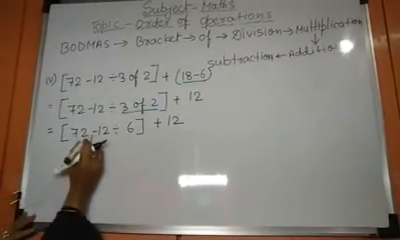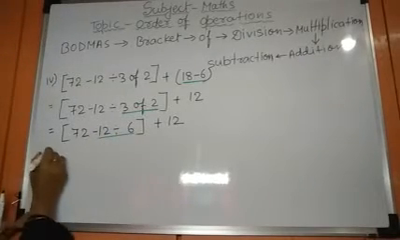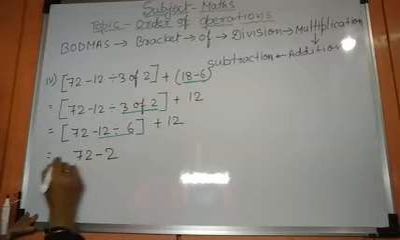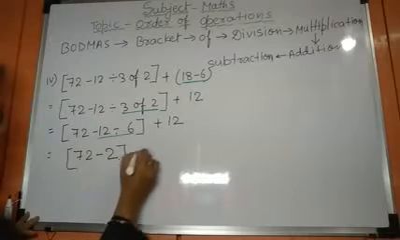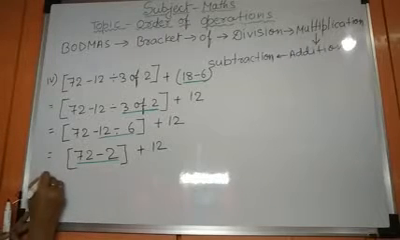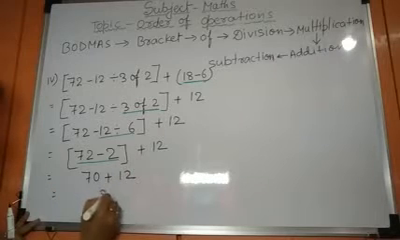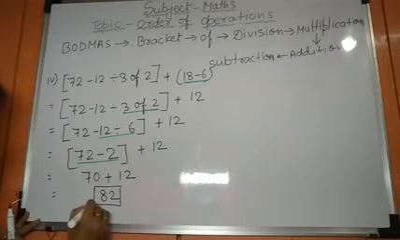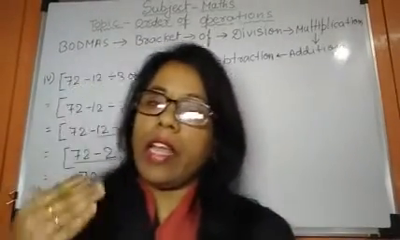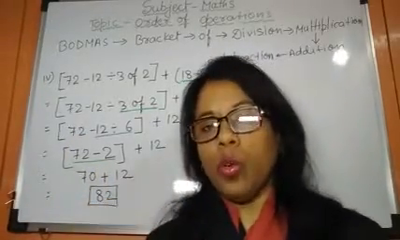Now here subtraction and division work is there. So first of all we will do the work of division. So here 72 minus 12 divided by 6, that is 2. It is under a square bracket, plus 12. Now 72 minus 2, so this will be 70 plus 12, that is 82. So the answer is 82. Here you have to see that when many operations are there in a bracket, there also you have to follow the rule of BODMAS.